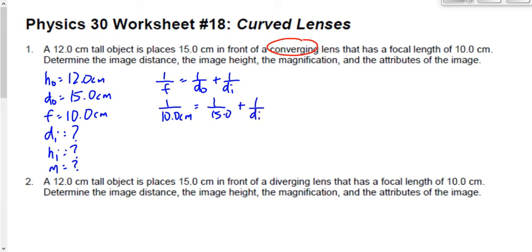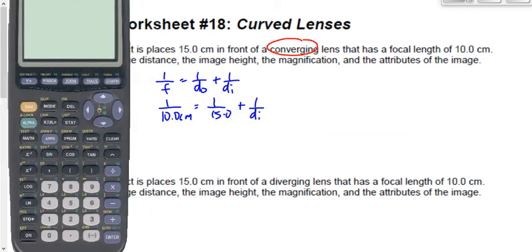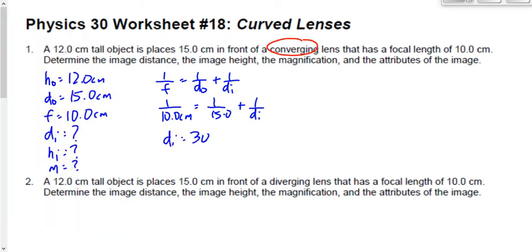plus 1 over DI. We could find a common denominator here and solve it the old-fashioned fraction way. But there's also a shortcut on our calculator that we're allowed to use. We're going to say 10 to the minus 1, so 1 over 10, minus 1 over 15, press equals. That equals 1 over DI. We're going to flip that over to get DI, and when we do, we get a value of 30. And that's a positive value, 30 centimeters.